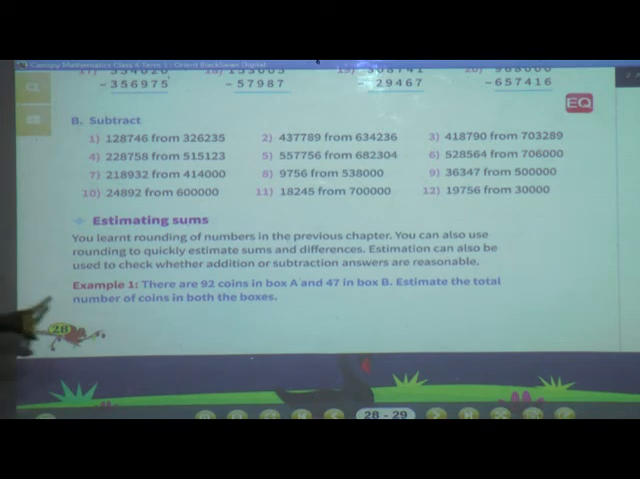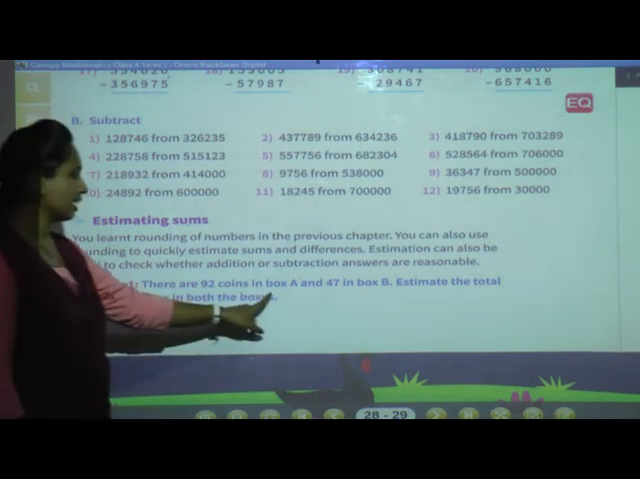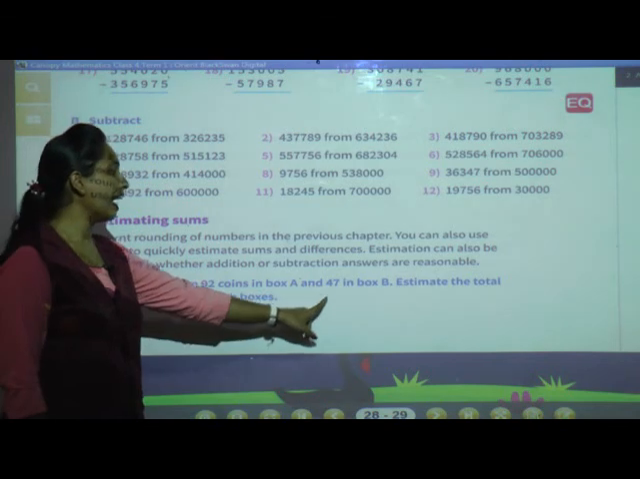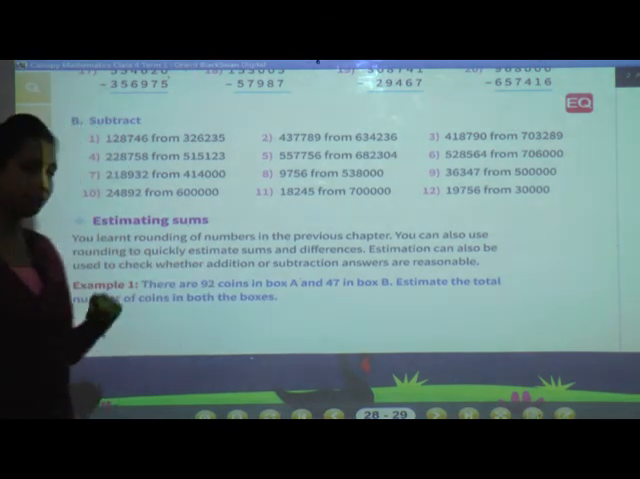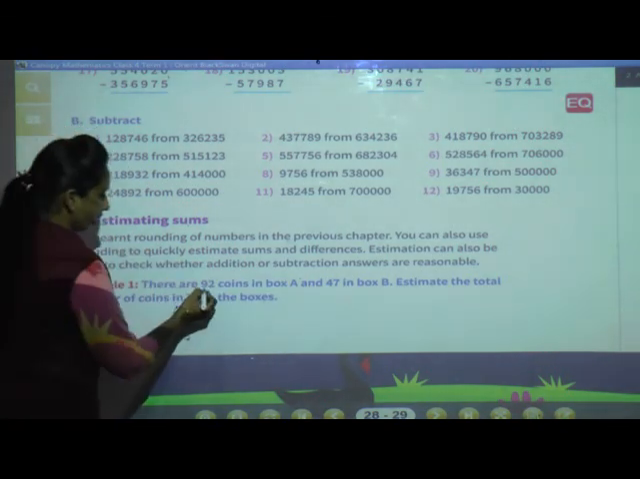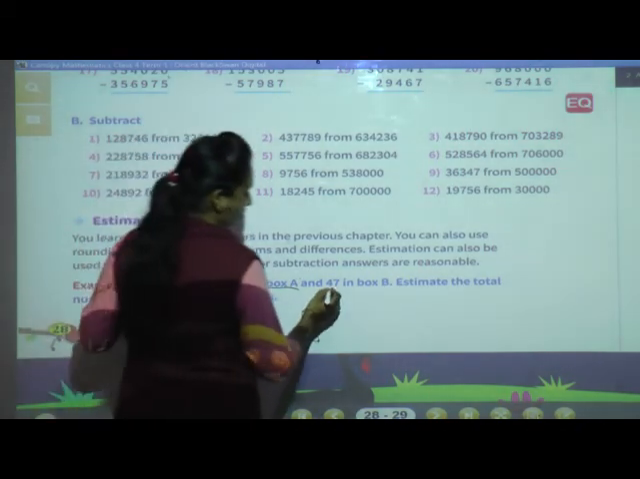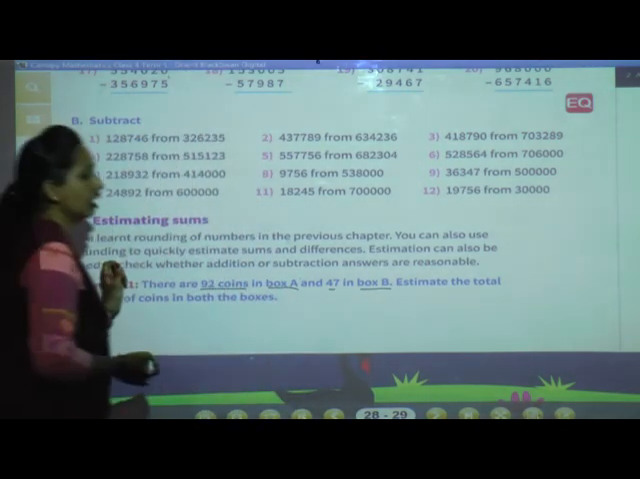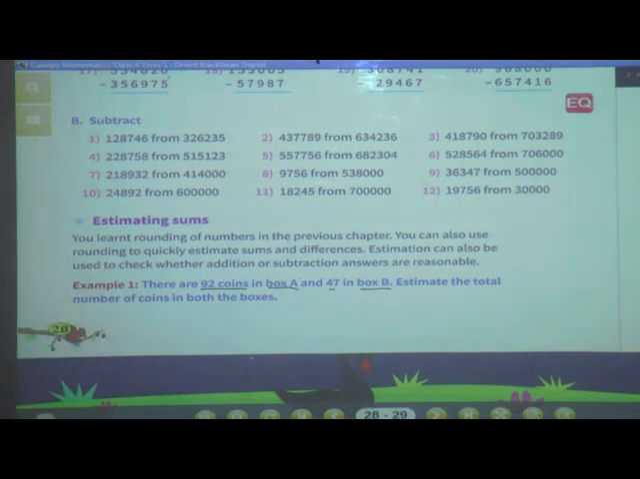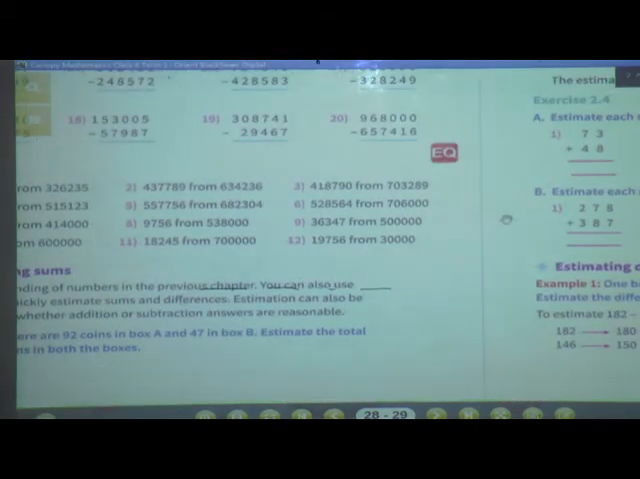Now they have given one example. What is the example here? There are 92 coins in box A and 47 in box B. How many coins are there in box A? 92, and in box B 47. Now estimate the total number of the coins in both the boxes. Now see page number 29.